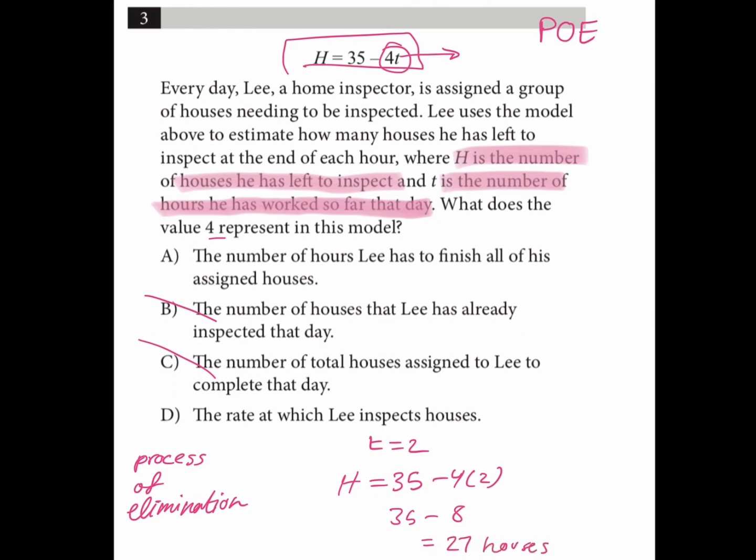So let's think of this logically. According to answer A, the number of hours Lee has to finish all of his assigned houses is the number 4. The number of hours Lee has to finish all 27 houses. So obviously that wouldn't make sense. So we have to cross out answer A, and that leaves us with answer D, which is the rate at which Lee inspects houses, which is correct.